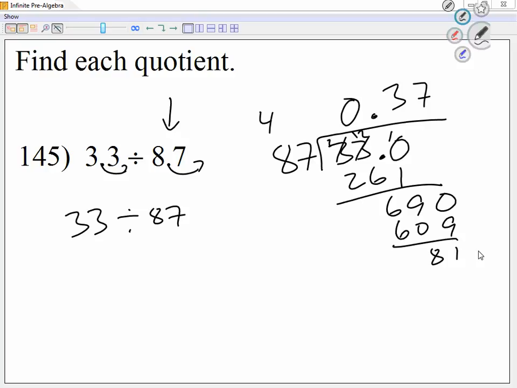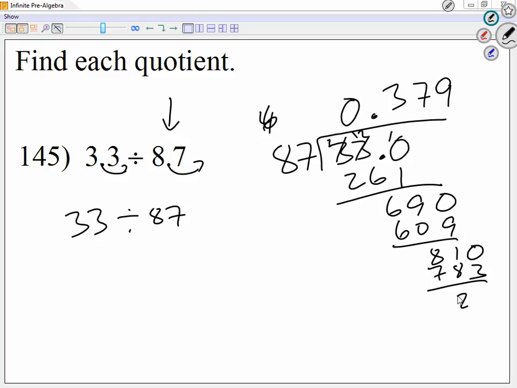To continue, always add a 0. 87 into 810. Let me try 9 times. 9 times 7 is 63, so carry a 6. 9 times 8 is 72, plus 6 is 78. When I subtract this, I get 27. And I can continue. Each time I add a 0 to continue. My answer, I know for here, for the class, we were running it to 2 decimal places. I look at the third number, which is big. So my answer will be 0.38.